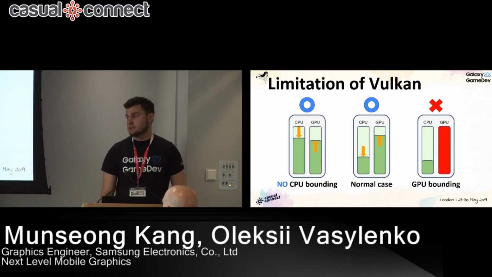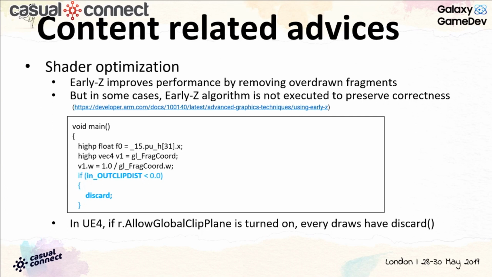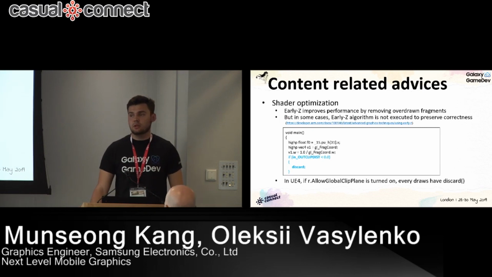In this case, the best thing you can do is to work with your content. The first thing you should pay attention to is shaders. Mobile GPUs use an early-Z algorithm, which improves GPU performance by reducing fragment redrawing. But this algorithm might not be executed in some cases, to preserve correctness.